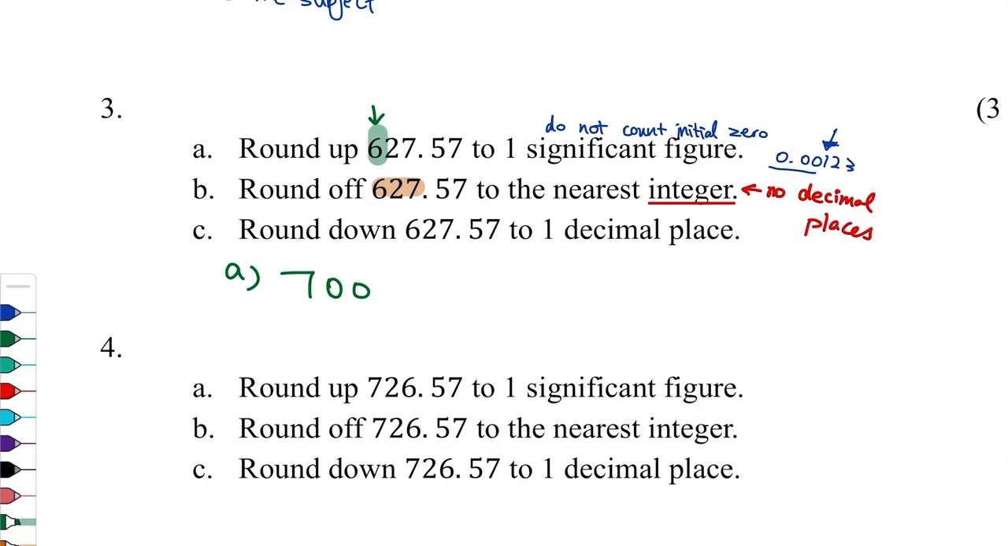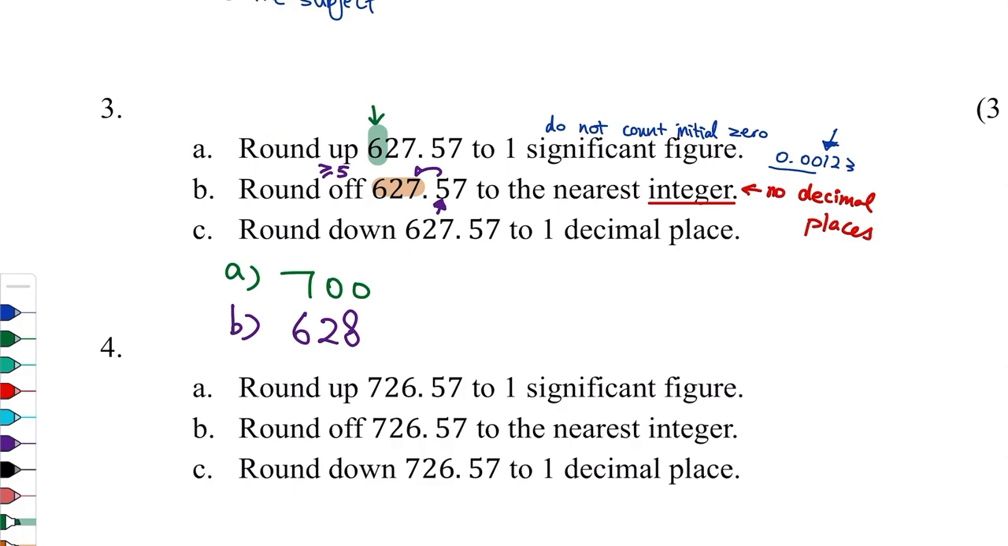Round it off. What does that mean? You will have to see if the next number is 5 or above or not. So here, 5 or above. Yes, it is a 5 here. So what do I do? I will have to round off. That means give the value to the previous number. So if it's 627, it will become 628.